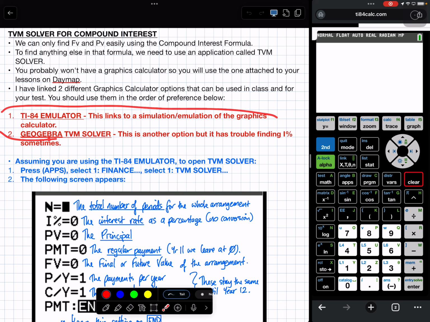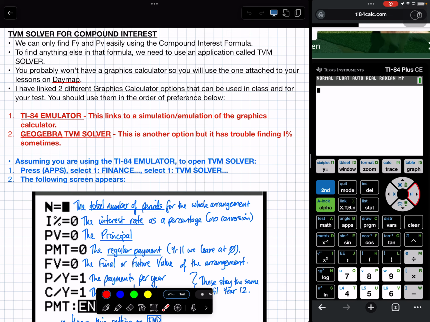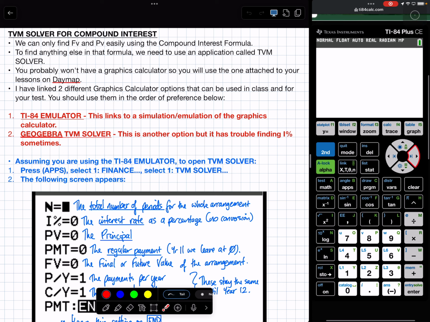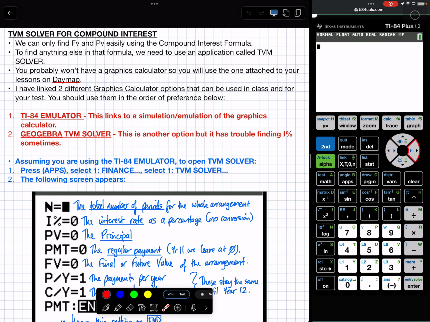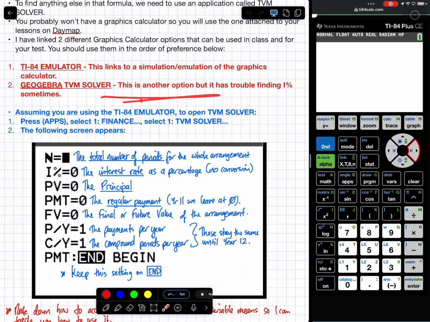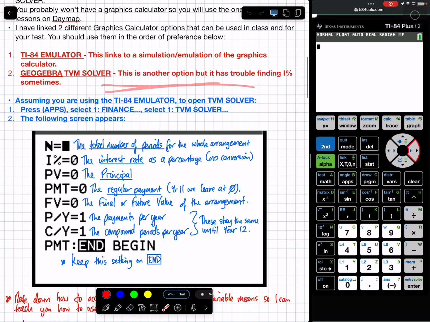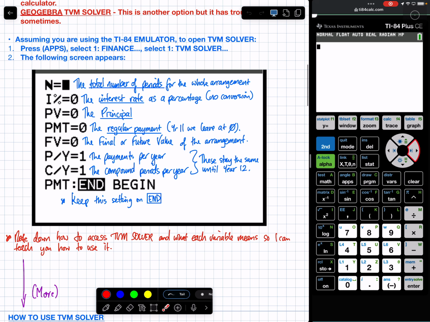There's going to be two options because the legality of this emulator on the right-hand side is questionable. Okay, so it gets taken down every so often. So we're going to take advantage of it while it's up. But there's another option there just in case it gets taken down for your test. So the first notes that I need you to take down is how to open this TVM Solver app and then what the screen of TVM Solver means.